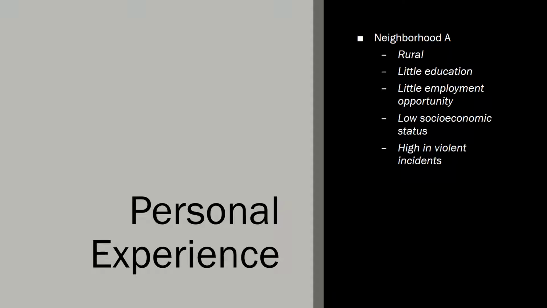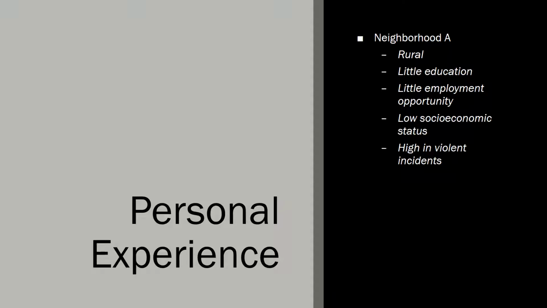I travel a lot for my line of work, and so I get to witness many different types of neighborhoods and communities. For this presentation, I'm going to focus on one particular neighborhood that we will call Neighborhood A. Neighborhood A is in a very small, rural community. There are not a lot of educational or job opportunities in Neighborhood A, and most of the families are what would be considered a low socioeconomic status.